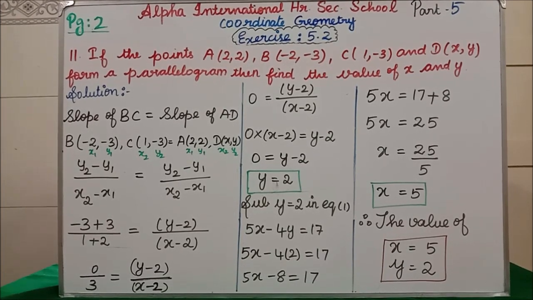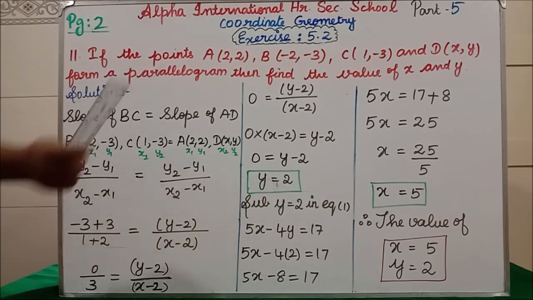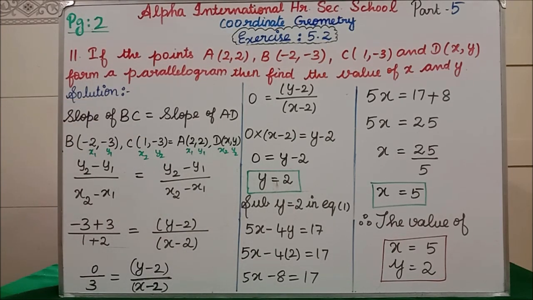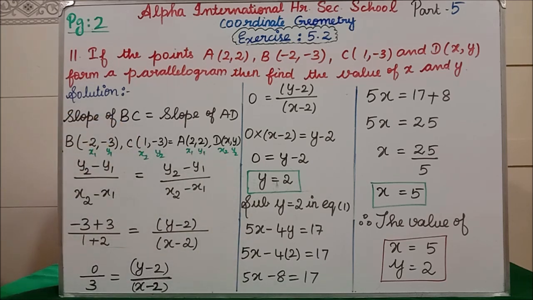Next, we have to find the slope of BC is equal to slope of AD. Isn't it? B point we know, C point also we know, A point, D point, every point we know. So you write x1, y1, x2, y2, x1, y1, x2, y2. So again we are going to use the slope two-point formula. What is that?